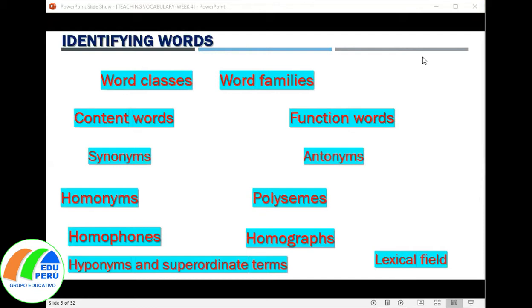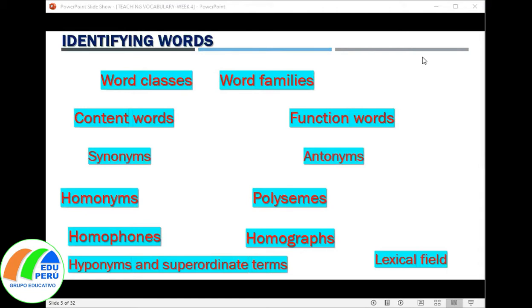Very good. What about synonyms and antonyms? What is a synonym? Synonyms are words with the same meaning. Exactly. These are words that share the same meaning. They share the same meaning or a similar meaning. In some cases not exactly the same, but a similar meaning. All right, the same or similar meaning.